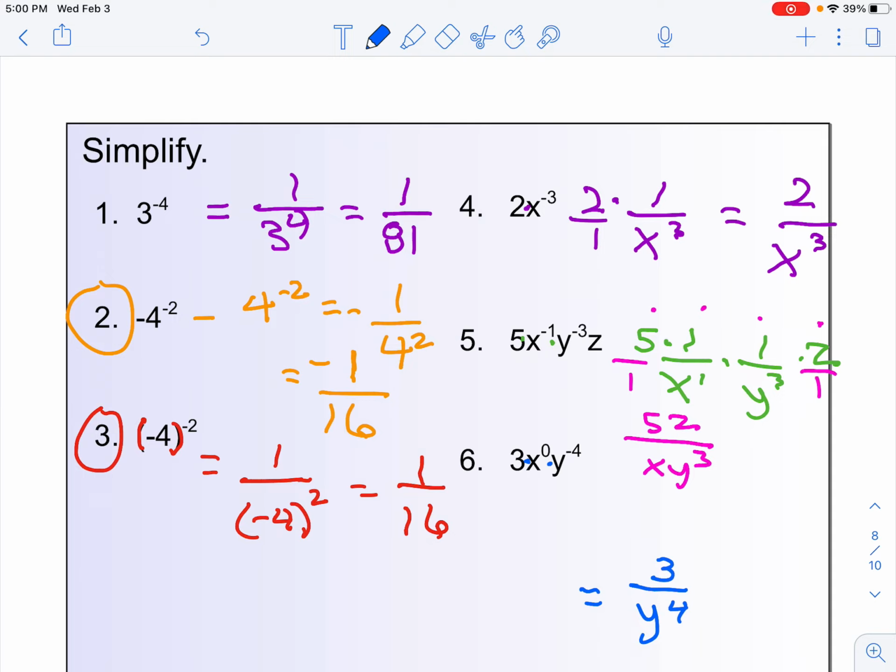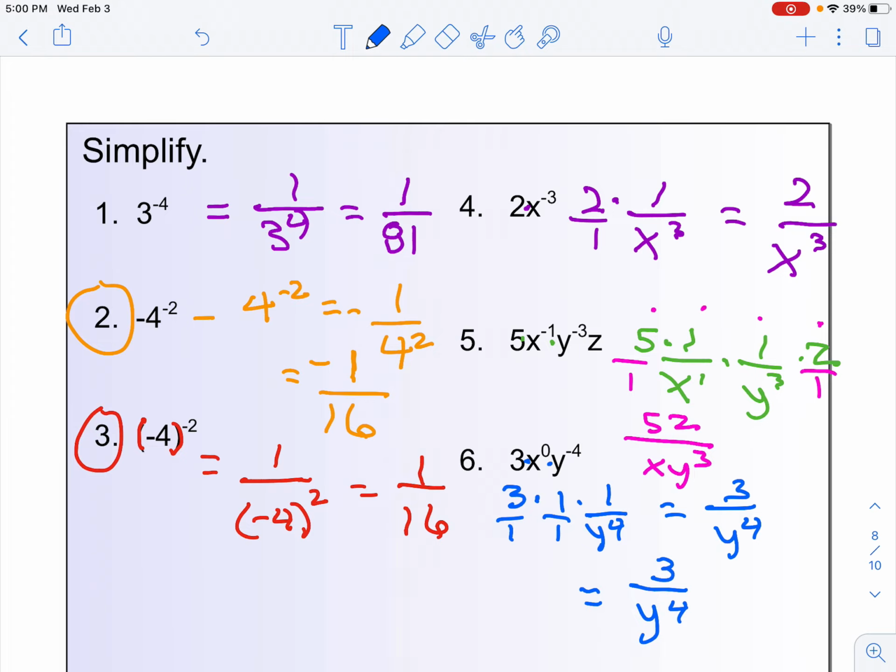Now, if you didn't get that, here's what happens. You're taking 3 times x to the 0. Well, anything to the 0 power, remember, is 1. Times y to the negative 4 is dividing by y 4 times. So 1 over y to the 4th. Now we multiply all these together, and 3 times 1 times 1 is 3 over 1 times y to the 4th is y to the 4th.